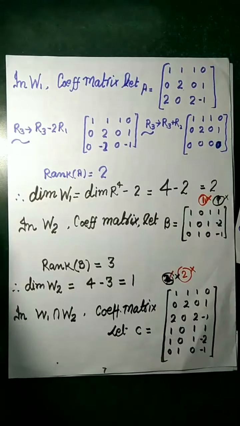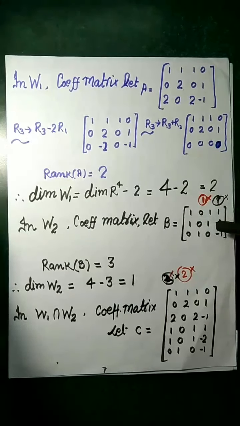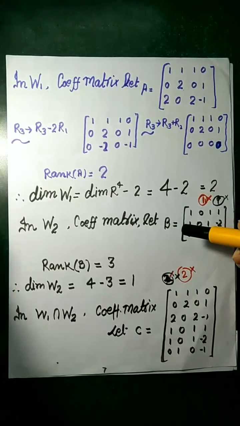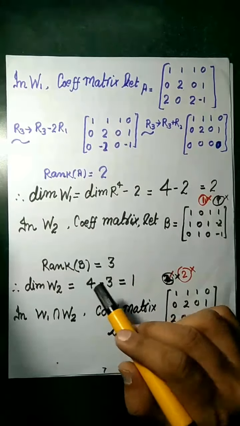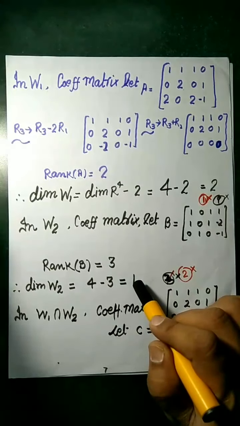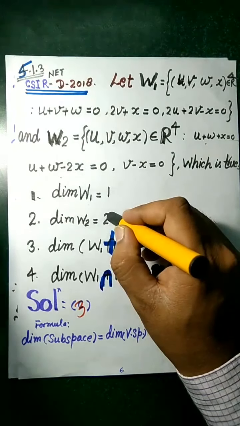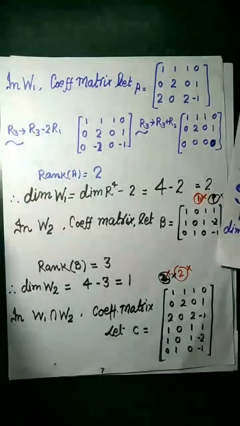Let us take the dimension of W2. Considering the coefficient matrix B, let us consider B equal to this coefficient matrix of W2. Obtain the rank. The rank will be 3. The dimension of W2 is the dimension of R4, that is 4, minus the rank, 3. So the dimension of W2 is 1. But given here, the dimension of W2 is 2. So option 2 is not correct. Now let us see the remaining options.